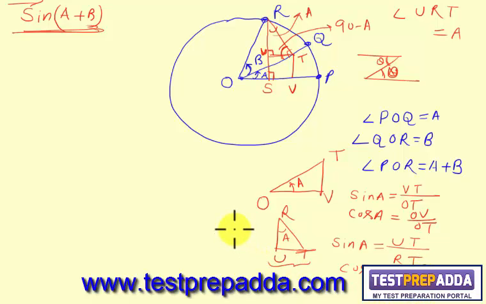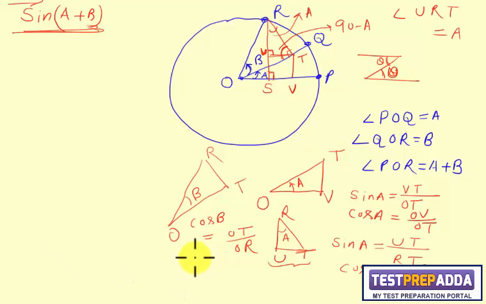Okay, now for sine B and cos B, I will take this triangle. This is R, this is T, this is O. This angle is B. So if I ask you what is cos B, base, that is OT upon hypotenuse OR. And if I ask you what is sine B here, it will be perpendicular, that is RT upon OR, that is hypotenuse.